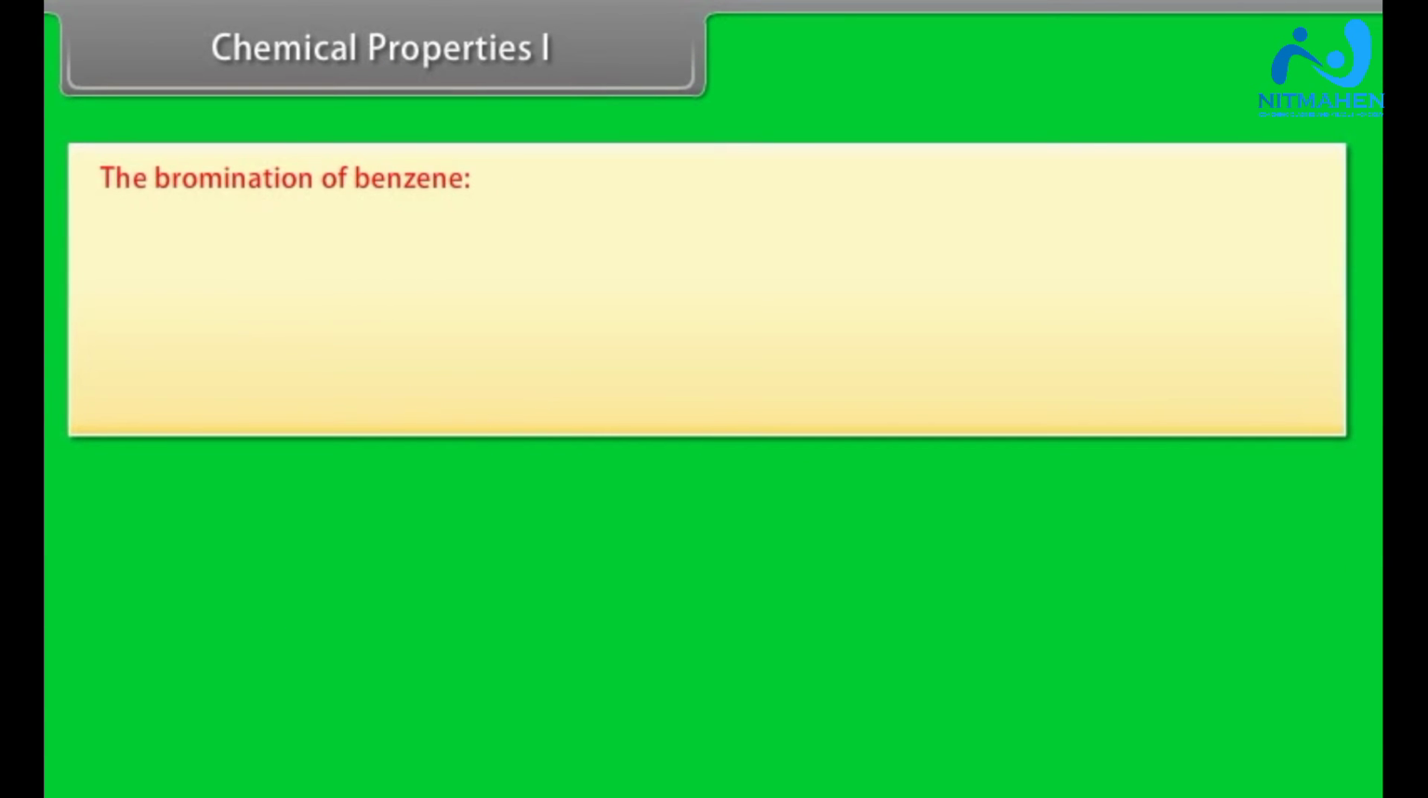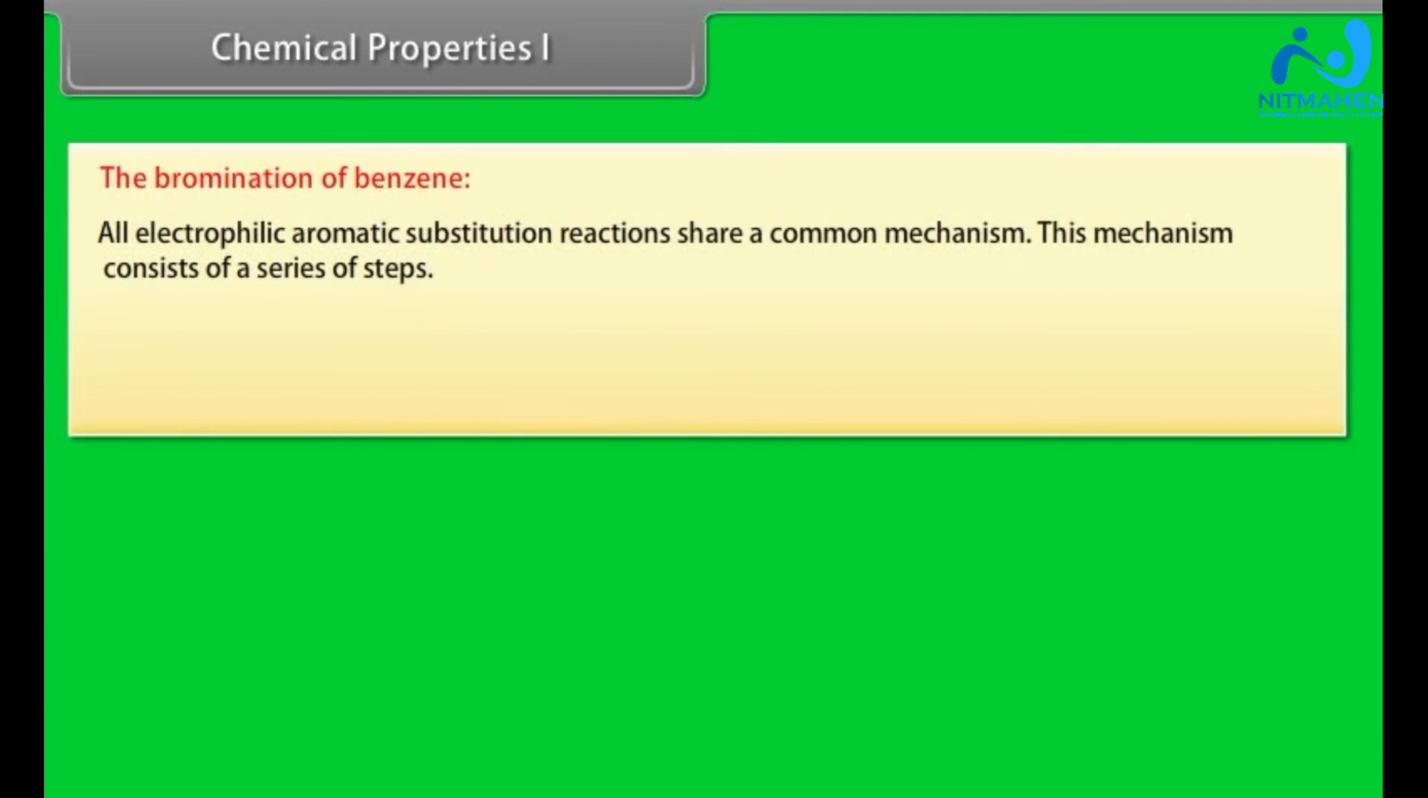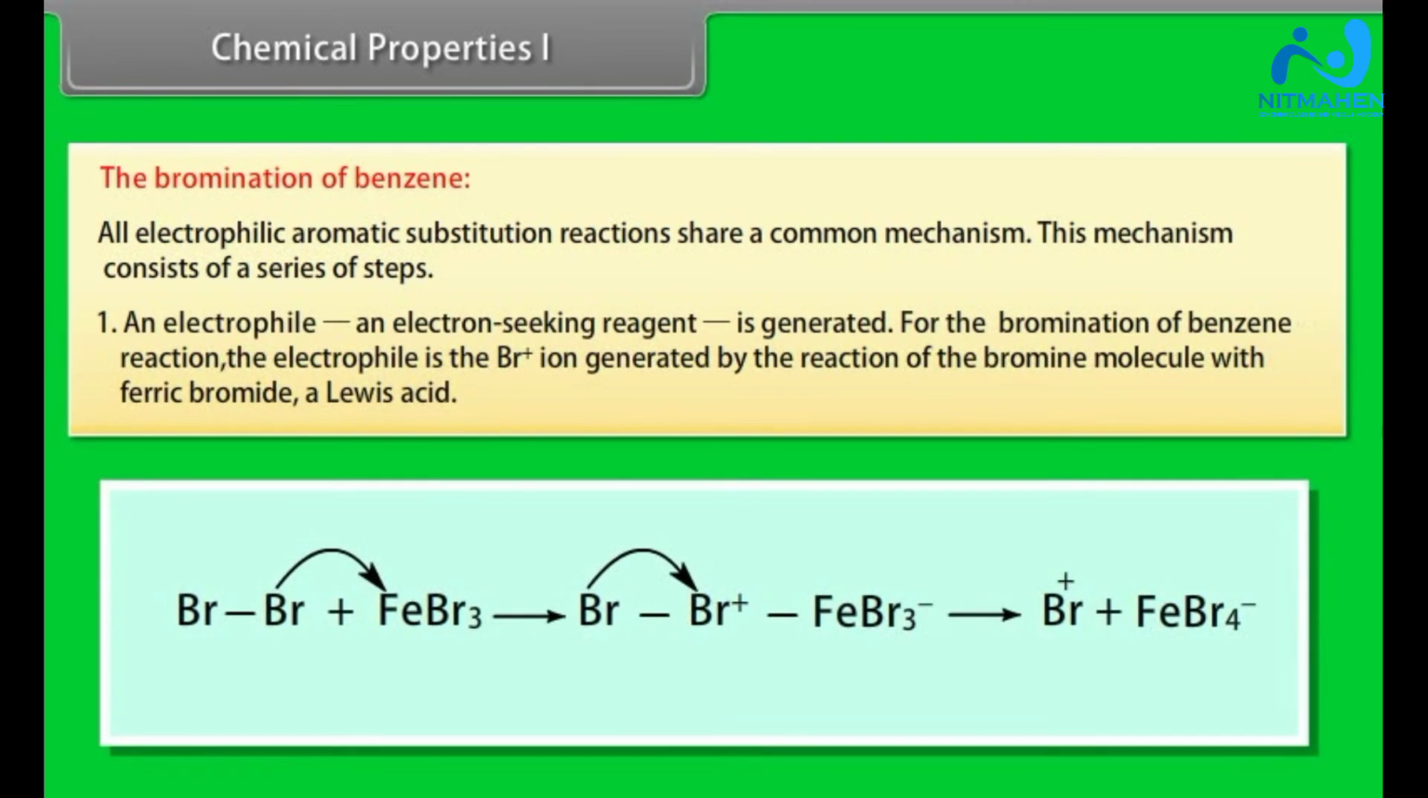The bromination of benzene. All electrophilic aromatic substitution reactions share a common mechanism. This mechanism consists of a series of steps. An electrophile, an electron-seeking reagent, is generated. For the bromination of benzene reaction, the electrophile is the Br+ ion generated by the reaction of the bromine molecule with ferric bromide, a Lewis acid.